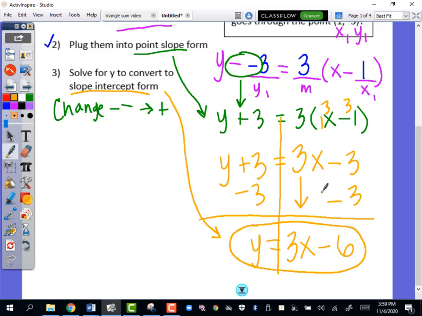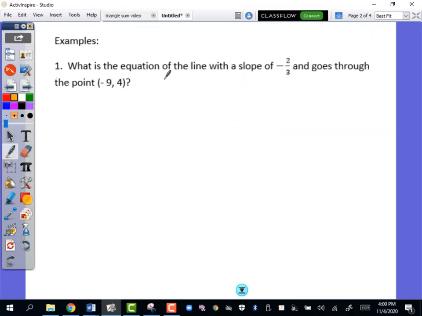So I know it looks confusing, but we just got to keep practicing it. It does get easier. So let's do one more together. This one says, what is the equation of the line with a slope of -2/3 and goes to the point -9, 4? So I know, if I'm writing the equation of a line and I don't know the y-intercept, that I got to do point slope.